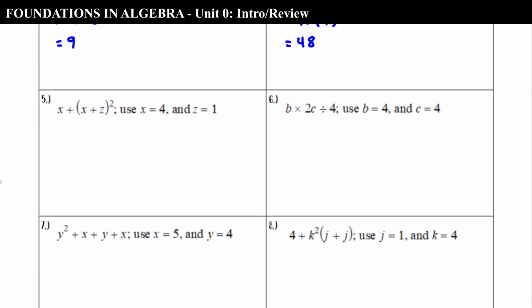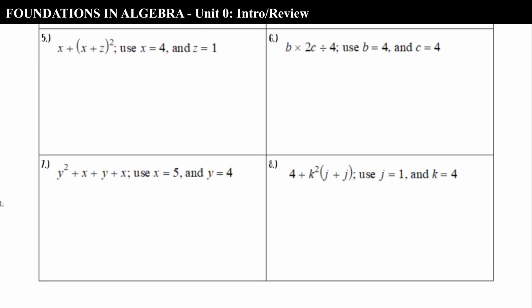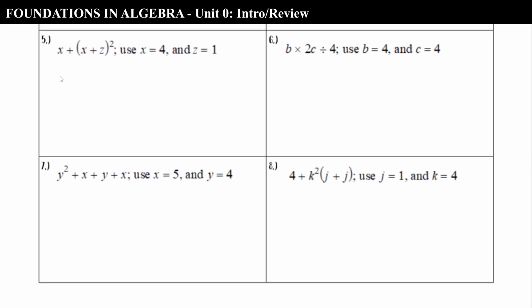For number 5, we know that x is 4. X is 4. Z is 1. We do what's in the parentheses first. So 4 plus 1 is 5. Then we do our exponent. 5 squared is 25. And 4 plus 25 is 29.